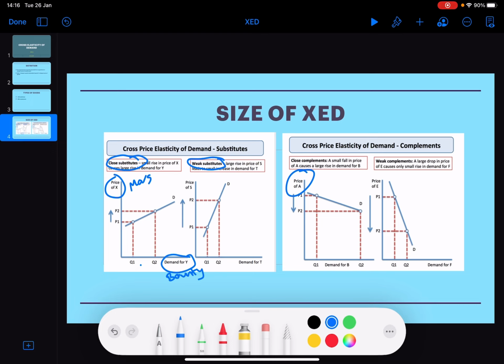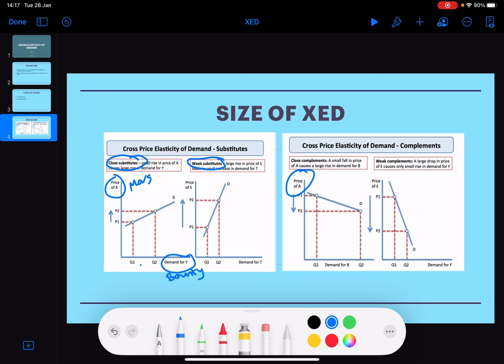Now on the left hand side, you've got quite a big increase in your quantity. On the right hand side, you've not got a very big increase in quantity. And that's because on the left hand side, your substitutes are what we call close substitutes. So you've got a small rise in price giving a large rise in demand. And on the right hand side, they're weak. So you get a big rise in price, but it doesn't have a massive effect on demand. So they're known as weak substitutes. So you're going to get a smaller number.